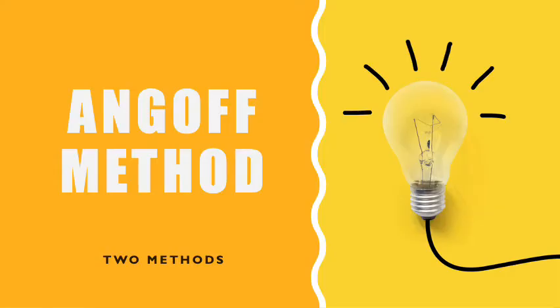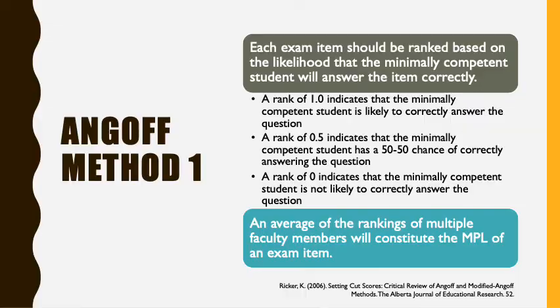Now let's go to the Angoff method. There are 2 ways you can use it. The first method: the items should be ranked based on the likelihood that the minimally competent student will answer the item correctly. A rank of 1.0 indicates that the student is likely to correctly answer the question. A rank of 0.5 indicates that the student has a 50-50 chance of correctly answering the question. And a rank of 0 indicates that this minimally competent student is not likely to be able to answer the question. And then you average.